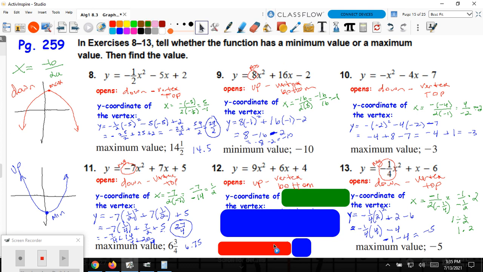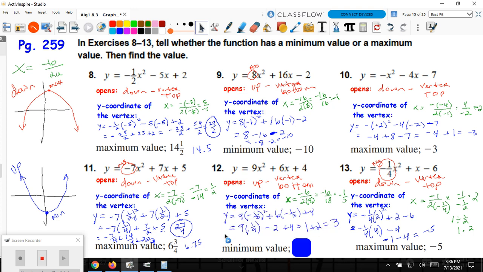Y-coordinate, so that way if it's opening up, it's a minimum. We know it's a minimum at this point, minimum value. For finding the y-coordinate, first get the x, negative 1/3. We've got to plug negative 1/3 in for this.